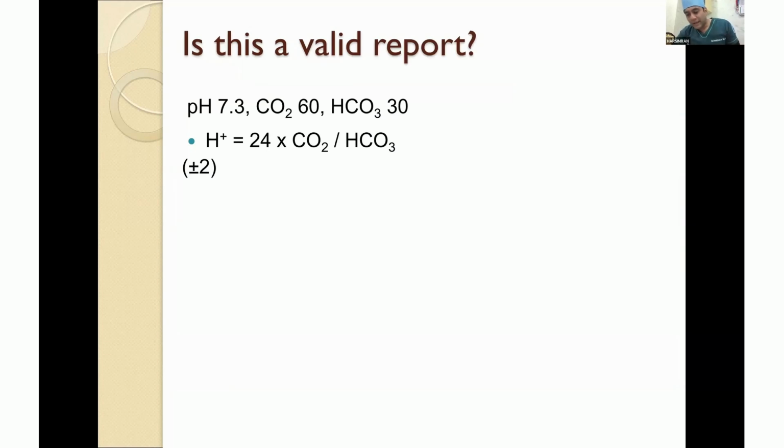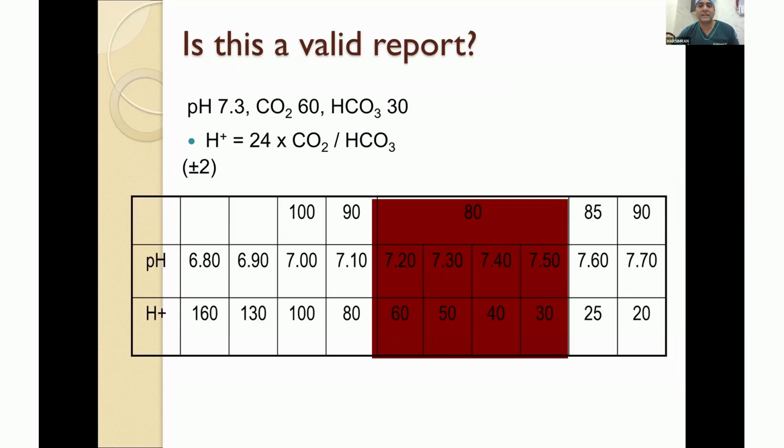Before we analyze an ABG, one very important step is to check the validity of the report, whether it is valid or not. For example, pH of 7.3, PCO2 60, bicarbonate 30. As I told you, at a pH of 7.4, the H plus ions are 40. If you increase the pH, the H plus ions go down. At a pH of 7.5, it will be 30. At a pH of 7.6, it will be 25. This is how you calculate it.